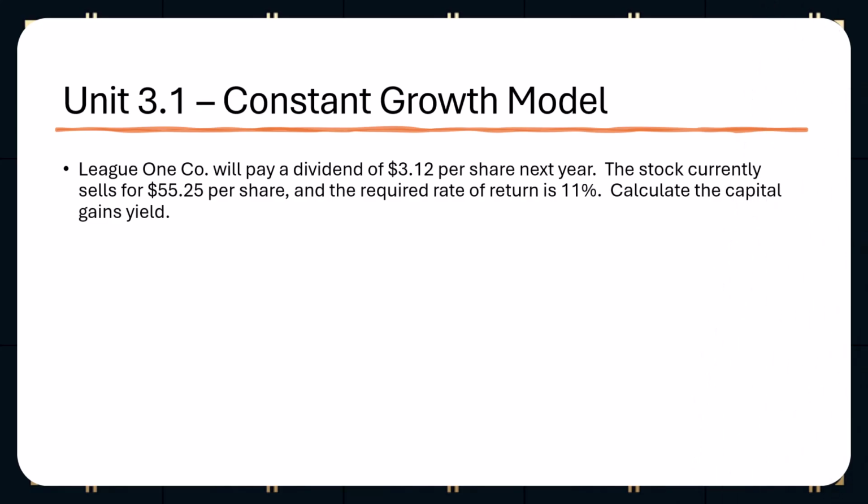League One Co. will pay a dividend of $3.12 per share next year. Again, that is Div 1. The stock currently sells for $55.25 per share, and the required rate of return is 11%. Calculate the capital gain on this investment. Remember that the capital gain is equal to G.